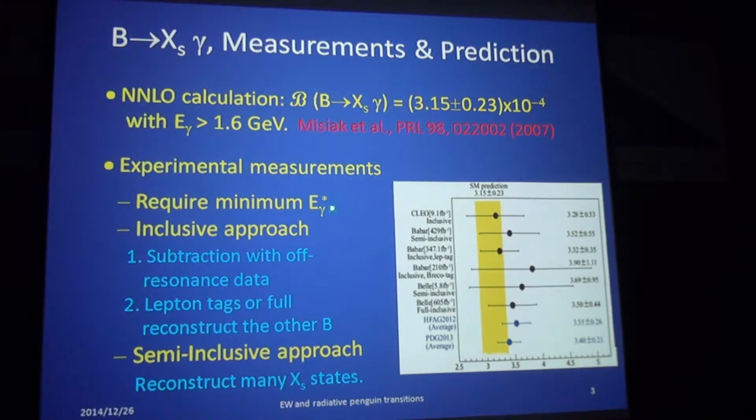And two approaches are used. One is the inclusive approach, which means we don't fully reconstruct the Xs. So we rely on some data in the off-resonance region, and we treat it as one of the dominant backgrounds and subtract the off-resonance data to estimate the cross section. Or we can require an actual lepton tag or fully reconstruct the other B to enhance the signal to background ratio. The second approach is a semi-inclusive approach, where we require many Xs final states, such as K pi, K pi pi, those states. You try to reconstruct as many as possible, then estimate the missing ones based on a factorization or fragmentation model.